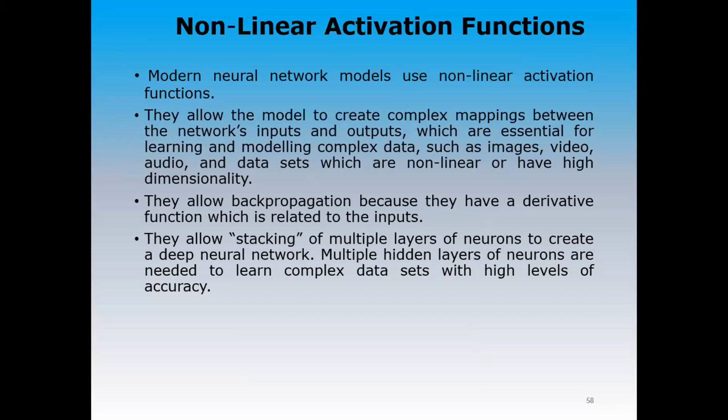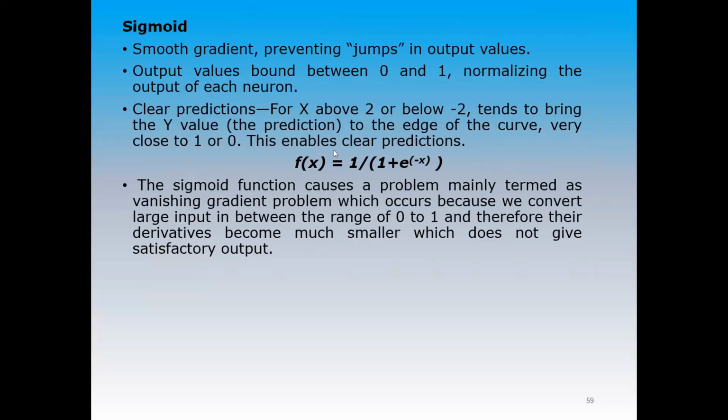One is sigmoid. A sigmoid follows a mathematical model like logistic regression, 1 by 1 plus e to the power of -x. Here, the values are going to be discrete, because based only on the probability of occurrence, you say whether the value is 0 or 1. So you normalize the output of the neuron anywhere between 0 and 1. For x above 2 or below -2, you tend to bring the value on the y axis into the range of 0 to 1. And it follows this particular equation.